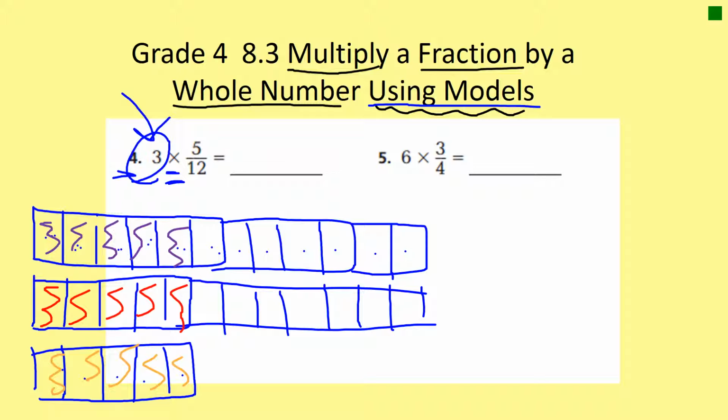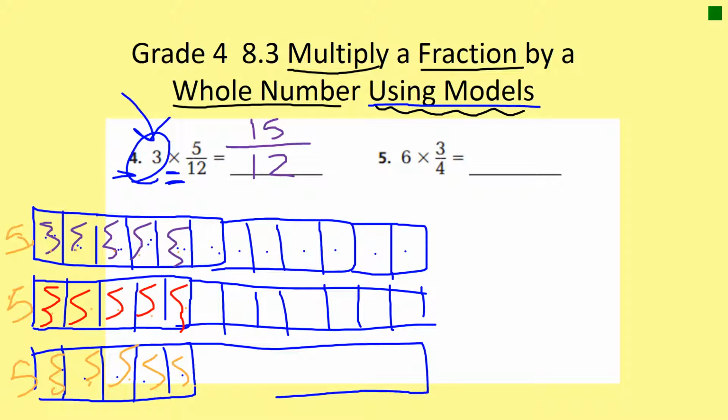All right, so how many twelfths do we have? We have 5 here, 5 here, and 5 here. So we have 1, 2, 3, 4, 5, 6, 7, 8, 9, 10, 11, 12, 13, 14, 15. We have 15 twelfths, because in each of these we were working with fraction pieces that were 12th size, and we didn't change that, so the answer stays twelfths. We have 15 out of 12 equal parts. So that's a fraction greater than 1, isn't it?